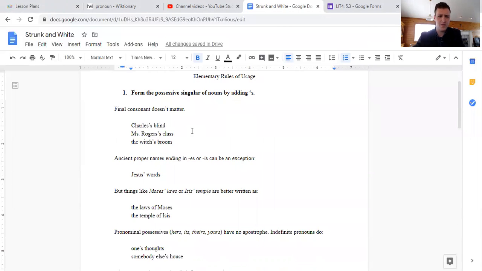Okay, so, and here's the big thing that might be news. The final consonant doesn't matter normally with this rule. So with a name like Charles that ends in an S, you add apostrophe S, not just an apostrophe. So it's Charles's blind, Miss Rogers's class, S apostrophe S, right? And the witch's broom, things like that. Doesn't matter what the final consonant is, add apostrophe S.